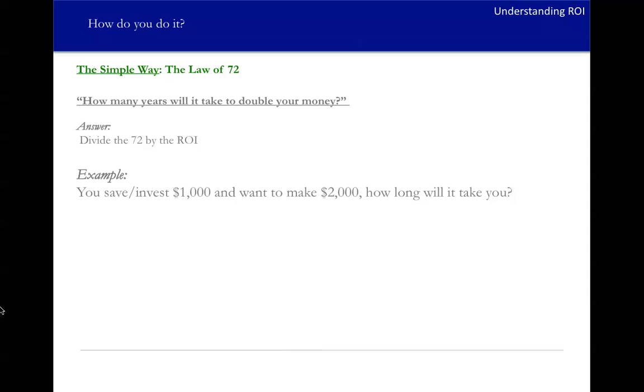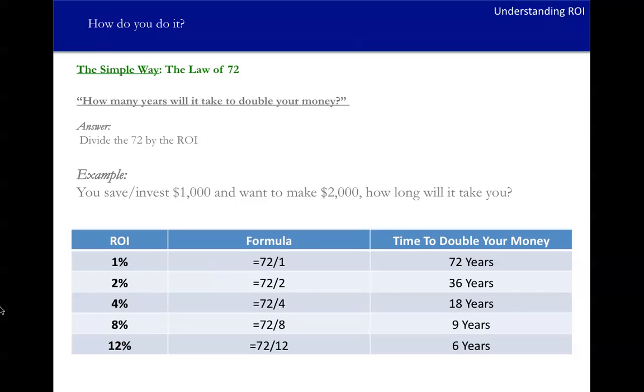And this is best shown by an example here. Let's say you save or invest. To me, it's the same thing. Saving and investing is the same thing. $1,000, and you want to make $2,000. How long is that going to take you? So I created a table here that gives you that answer, and it really depends on what your ROI is.